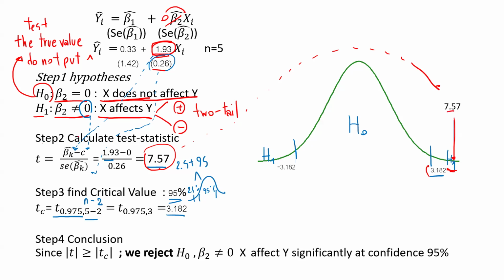Okay, the second step shows it is in H1, so we can say we reject H naught, or we can say we accept H1, which means, you can copy the words from H1, the real beta 2 is not equal to 0, or X affects Y significantly at confidence 95%.